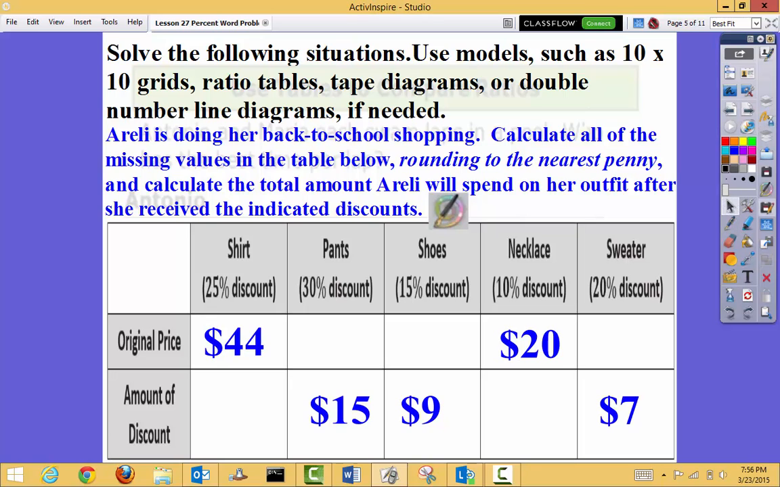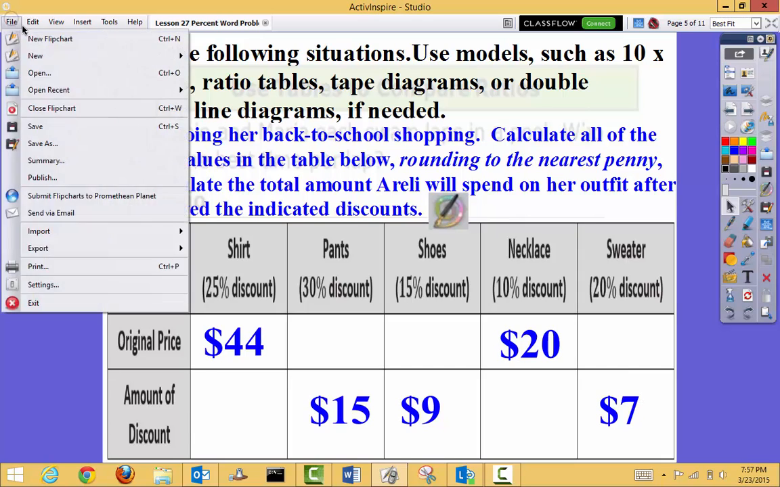So let's just look at our table before we start solving it. The original price of a shirt was $44. The original price of pants, we don't know. The original price of shoes, we don't know. The original price of a necklace is $20. The sweater's original price, we don't know. What we do know in this bottom row is that pants, we received a discount of $15. It's a 30% discount. So since this is how much we saved, we know it's probably going to cost more than that. Shoes received a $9 discount. Sweater received a $7 discount.